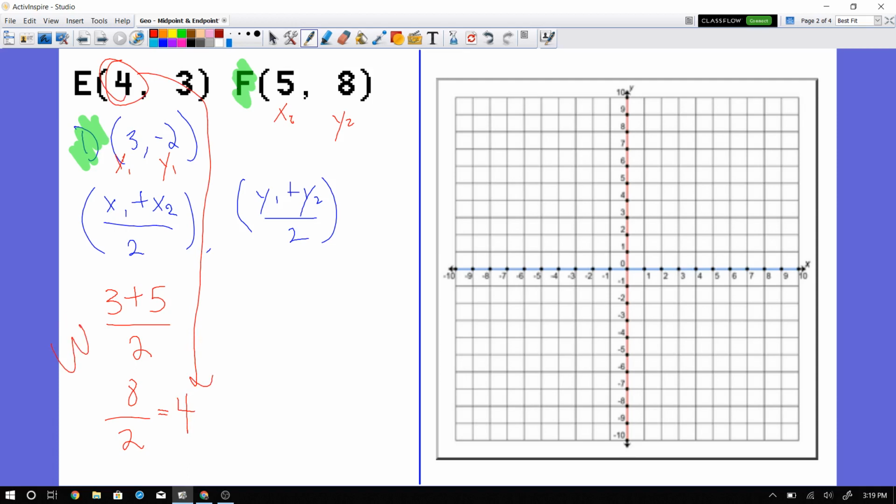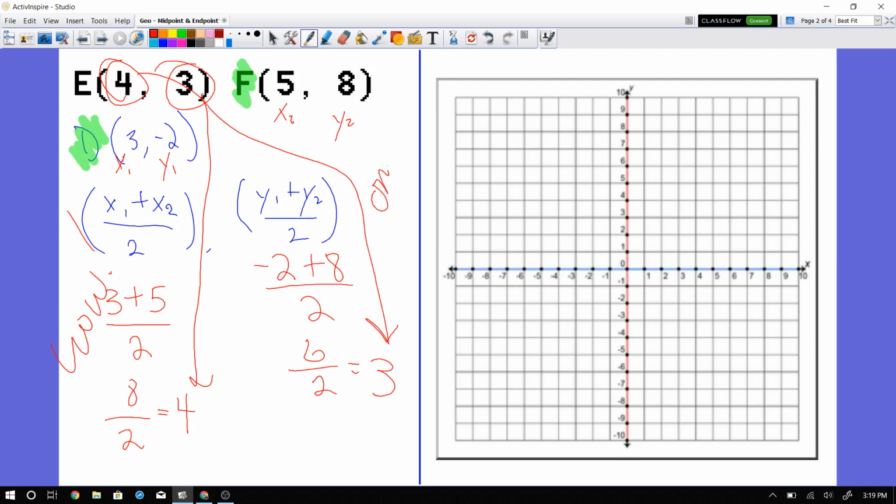And then negative 2 plus 8 divided by 2. Negative 2 plus 8 is 6, divided by 2 is equal to 3. Look at that. Okay, so now we know 4, 3 is correct. We know that our proper starting point or other end is 3, negative 2. Check, check, check, check, check.